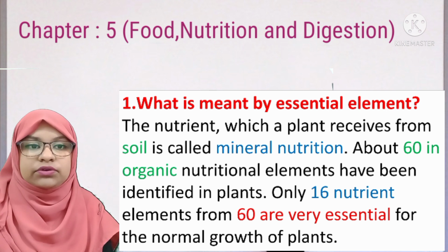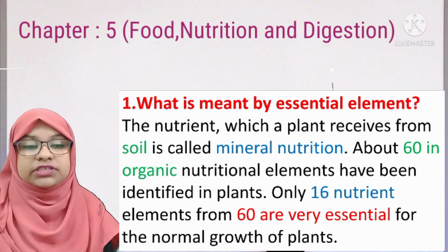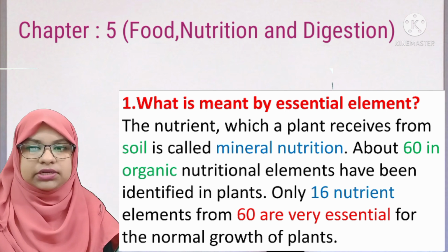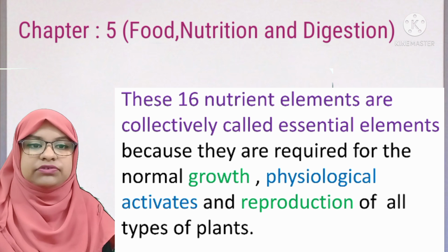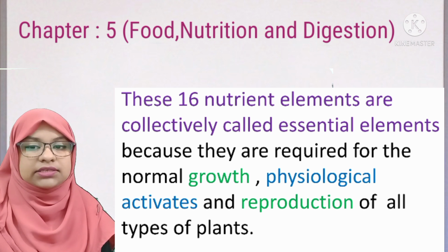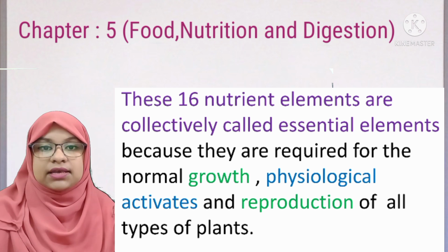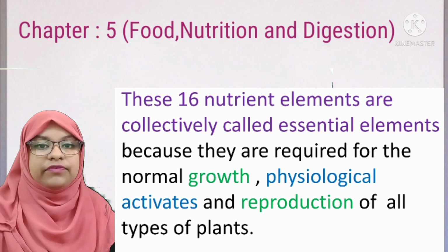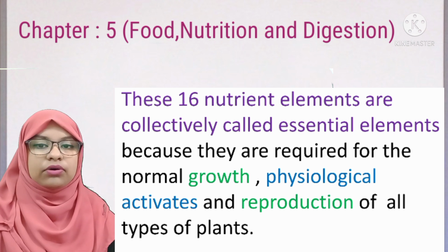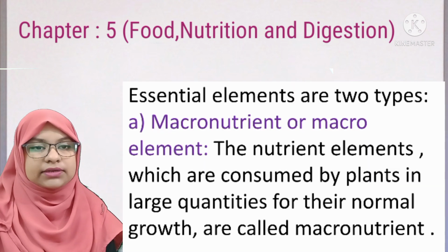First of all, we have to know what mineral nutrition is. The nutrition which a plant receives from soil is called mineral nutrition. About 60 inorganic nutritional elements have been identified in plants. Only 16 nutrient elements from the 60 are very essential for the normal growth of plants. These 16 nutrient elements are collectively called essential elements because they are required for the normal growth, physiological activities and reproduction of all types of plants.